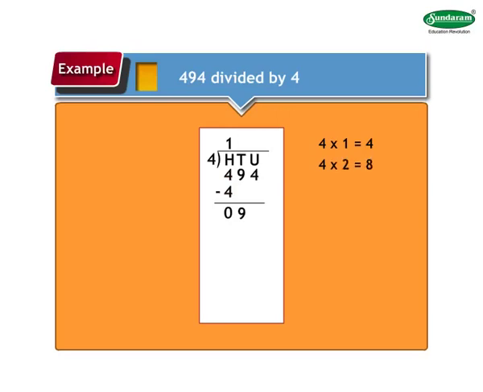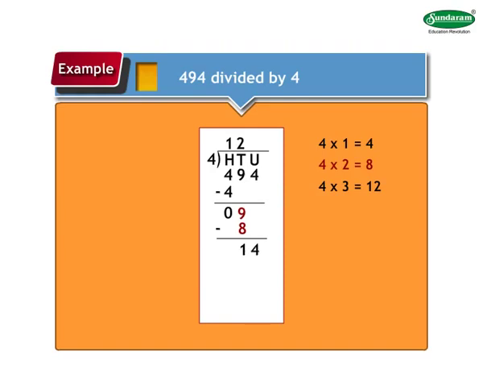As 4 twos are 8 and 4 threes are 12, we will consider 4 twos are 8 as 12 becomes a bigger number than 9. Therefore, we will write 2 in the tens place of the quotient and 8 below 9. Now, subtract 8 from 9. That is, 9 minus 8 is equal to 1. Now, bring 4 from the units place of the dividend down and write it in front of 1.